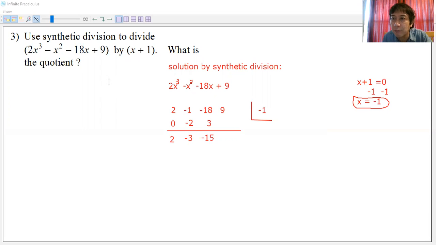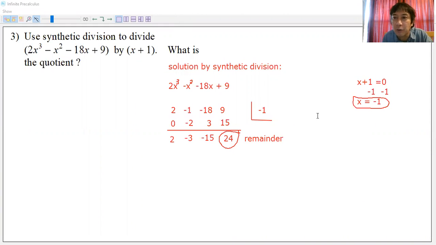Next is the product of multiplying negative 15 and negative 1, which results to a positive 15. That will be below the next number 9. So that will be 15 there. And then this is your final addition. 15 and 9 gives 24. So that becomes your remainder there. And so this is the remainder.